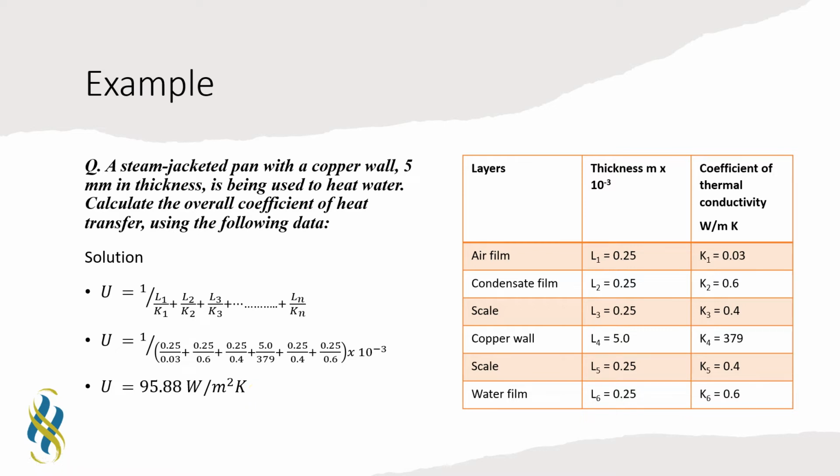Comparison of the two values shows that although the thermal conductivity of the metal wall is almost 9 times greater, the overall coefficient of heat transfer has changed from 94.94 to 95.88 watt per meter square Kelvin, which is a negligible increase. Obviously, factors other than the metal wall are involved, and the answer lies in the other layers as well.